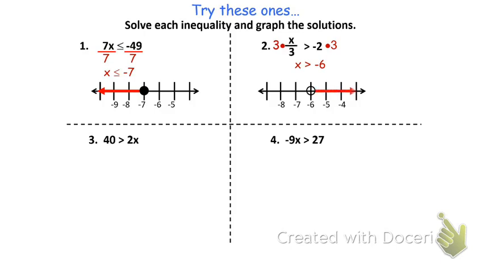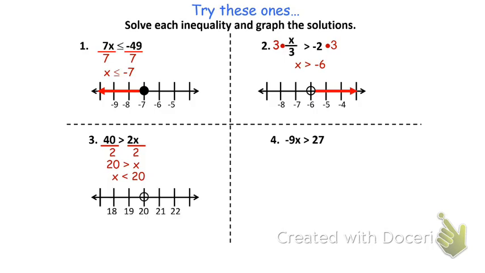Numbers that are greater than negative 6. For number 3, we'll go ahead and divide both sides by 2. Dividing by a positive does not change the symbol, so we get 20 is less than x. Notice, however, that x is on the wrong side. We tend to want the variable on the left-hand side when we have inequalities, so when we reverse it, we'll reverse the symbol. Notice that the 20 is greater, and the x is less. So when we rewrite it, it's x is less than 20. Open dot and shade to the left.